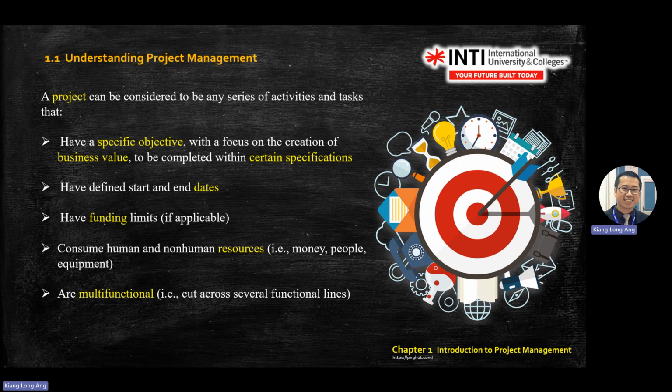So this may be the first word you learn today. Functional line means those function department. Assembly is one function department. Finance, one function department, and so on. Okay, so you are the one who manage the project. So you need to communicate between the functional line. Okay, so this is the general overview of projects, and this is the characteristics of a project definition.